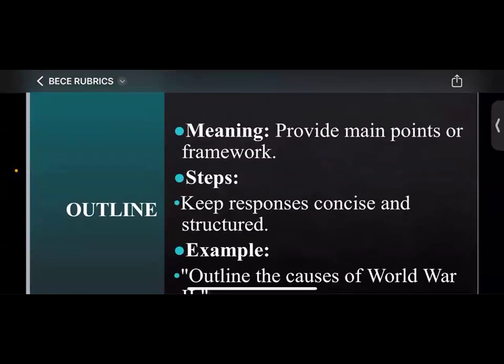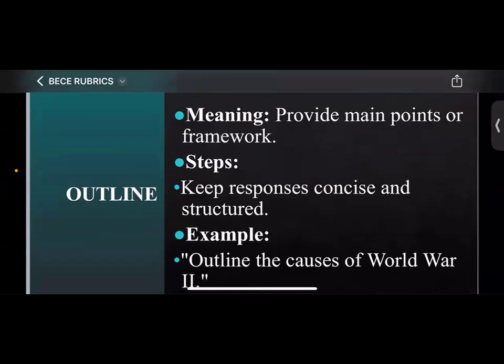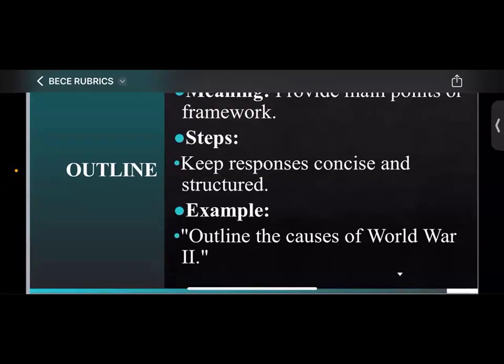Outline, I told you it's quite similar to the highlights. You provide the main points or your framework. Then for the steps, keep responses concise and structured. Go straight to the point as much as possible. Do not go beyond 3 sentences. Example, outline the causes of World War II.